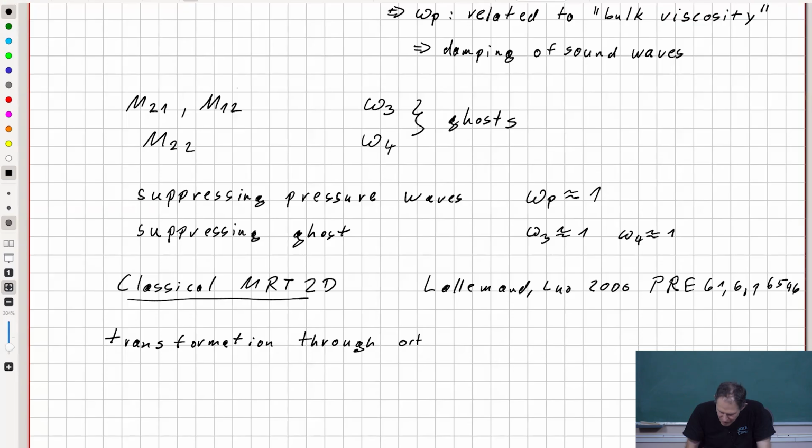So what was important, there was an orthogonal matrix. Not also normal, but orthogonal. So you transfer to moments using this matrix. You multiply this matrix onto a vector of populations. So this is a moment vector, and this is a population vector.